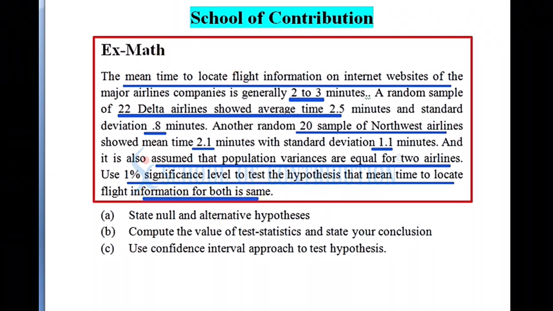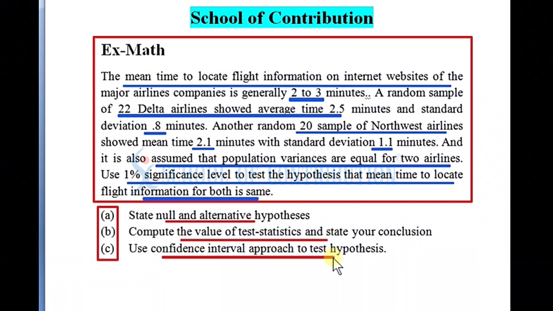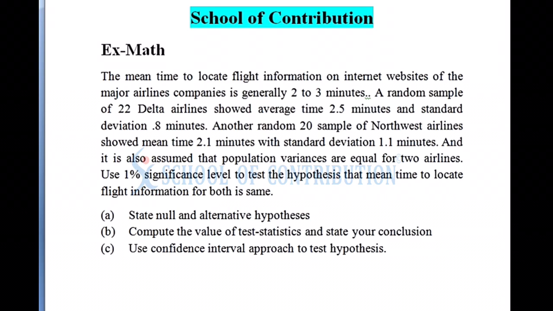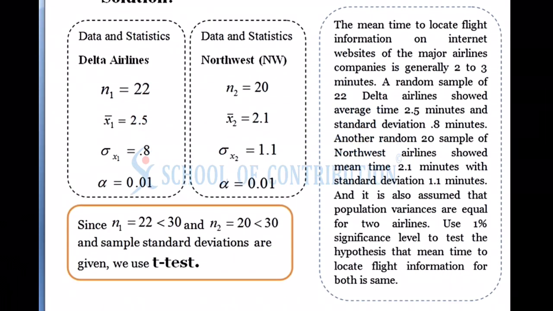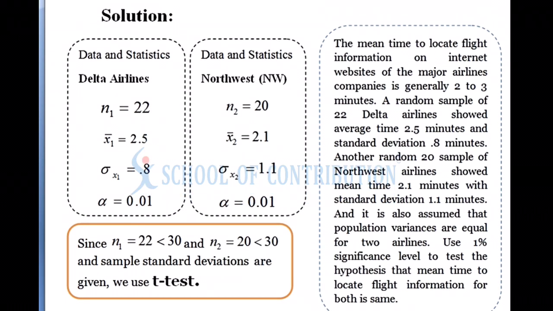So now we have to use this data and statistics to answer the following three questions. The first question says that we have to formulate the null and alternate hypothesis, then compute the value of the test statistic, then use the confidence interval approach to test our hypothesis. Before we formulate the null and alternate hypothesis for this math, first we have to determine what type of test is applicable for this math.